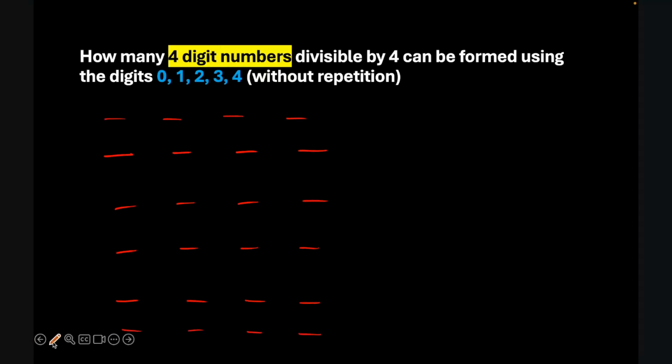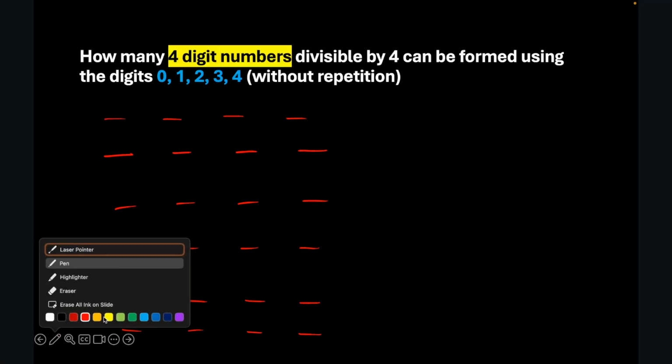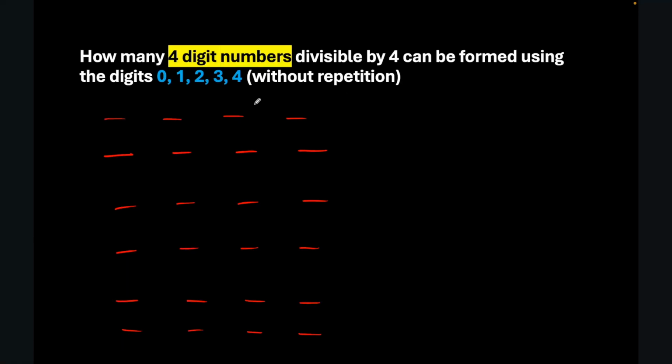Okay? So now the last 2 numbers should be divisible by 4. Well, I know 04 is divisible by 4. I know 12 is divisible by 4. I know 24 is divisible by 4. I know 20 is divisible. 32 is divisible.